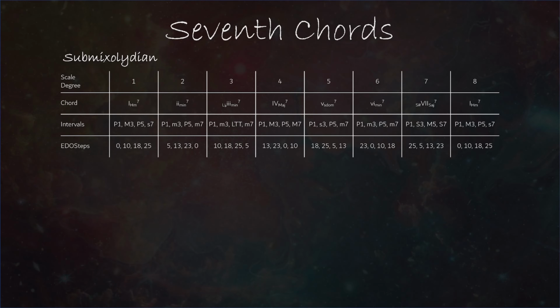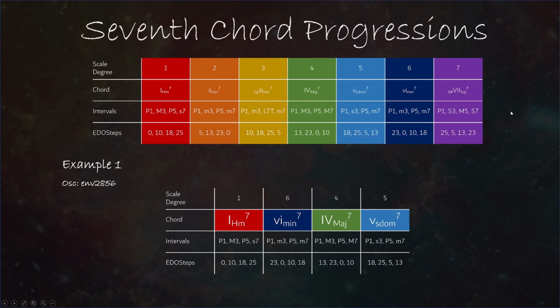And this is what they sound like through the circle of fifths. And next, we'll go through some examples of chord progressions. So the first one here is 1, 6, 4, 5. So you can see we've got the harmonic seventh chord on the first, the minor seventh chord on the sixth, major seventh on the fourth, and the subdominant seventh on the fifth.